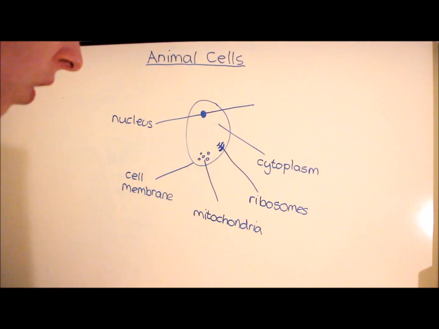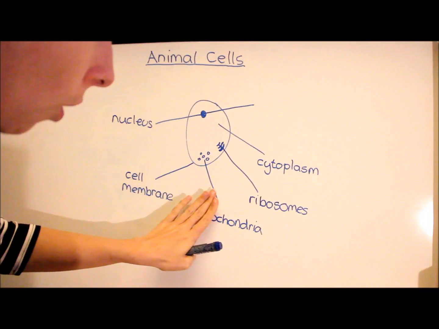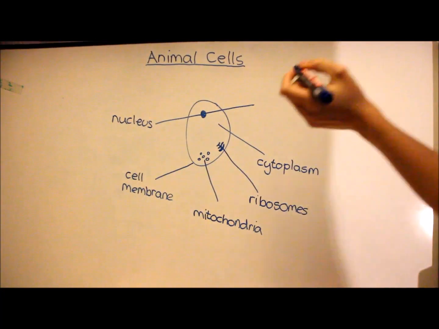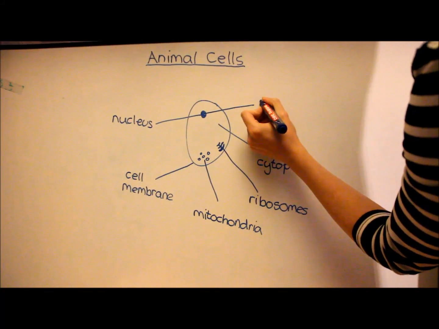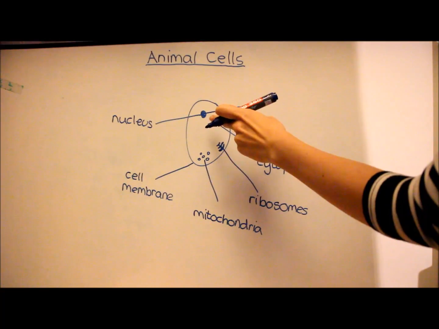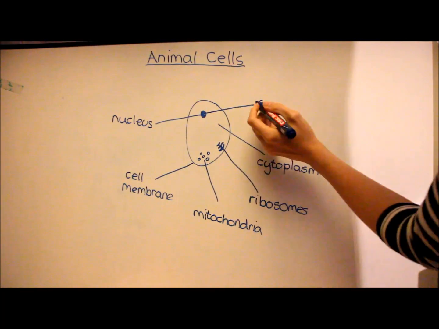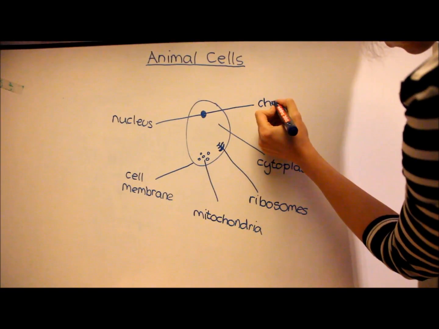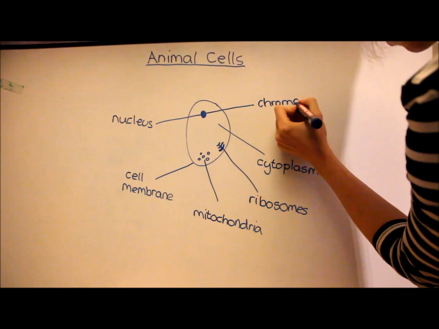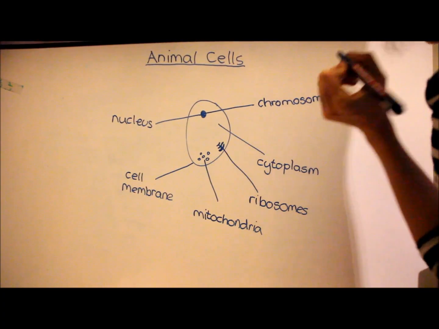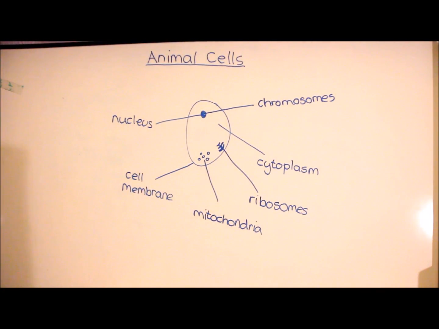Isn't that a beautiful word? Mitochondria. It sounds mighty. And then I'm just going to come around here and write in this one. Because inside the nucleus it's too small to be able to see, even when it's blown up like this, because these are really tiny. Chromosomes. Another beautiful science word there.